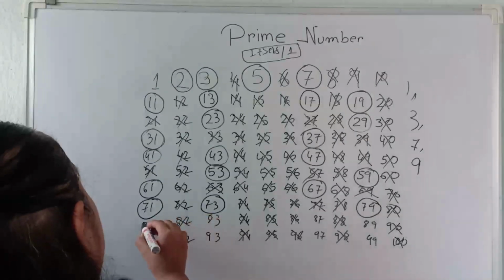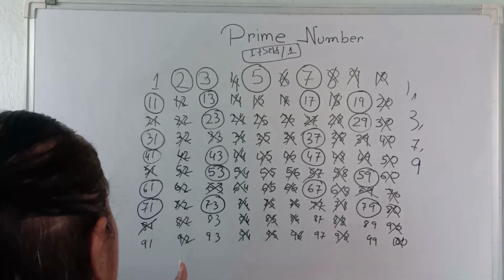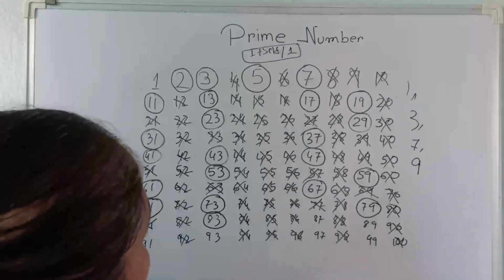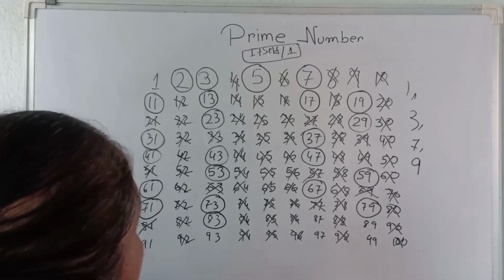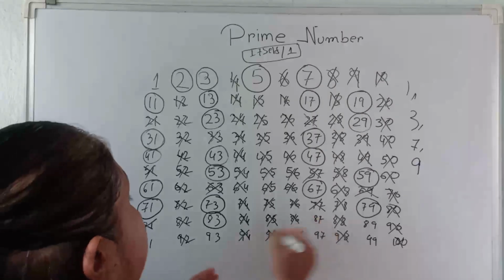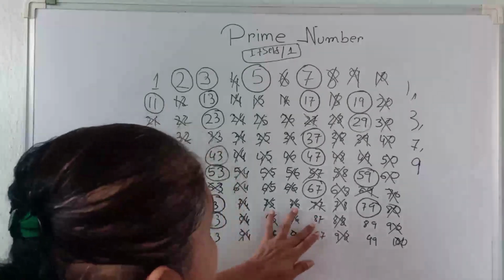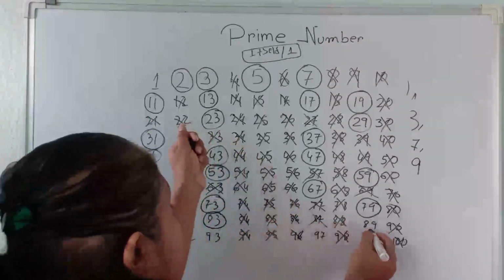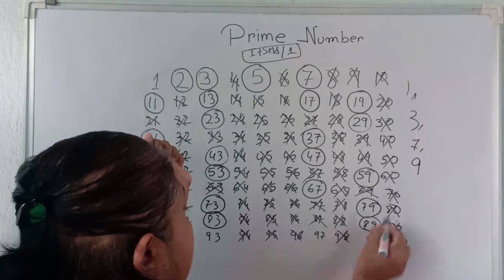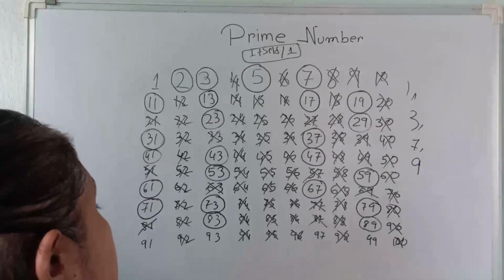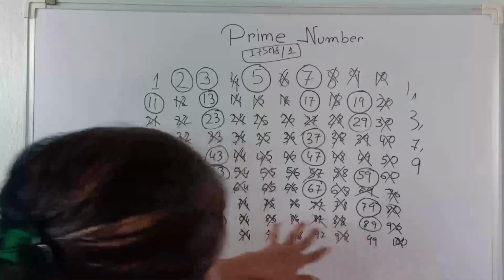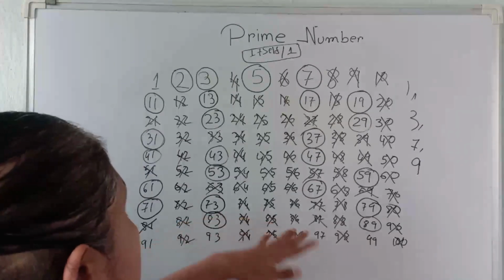81 is completely divisible by 3 or by 9, so just cross it. Now 83. We cannot divide 83 by any other number, so 83 is a prime number. Let's check 87. We can easily divide 87 by 3, so just cross it. Now next 89. We cannot divide 89 by any other number, so 89 is a prime number. So 83 and 89 are both prime numbers between 81 to 90.